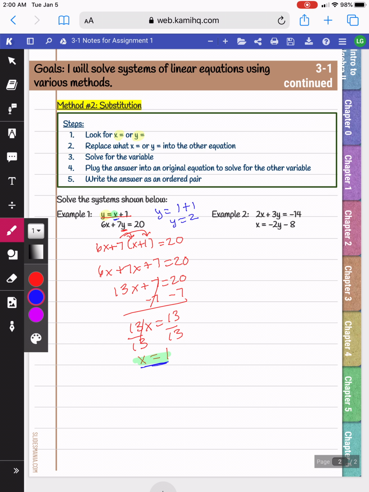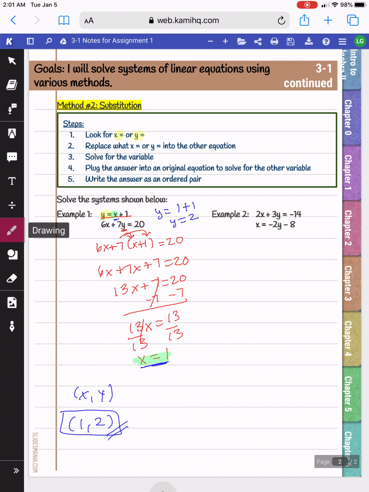And now that I have my two answers for x and y, I can write my answer as an ordered pair. So remember, when you have ordered pairs, you always put x first, then y. So my x was 1 and my y was 2. You could take this a step further and check your answer. Remember, your solution is going to be the point that satisfies both equations. So what I mean by that is if I were to plug in 1 for x and 2 for y in my two equations, they would come out true.